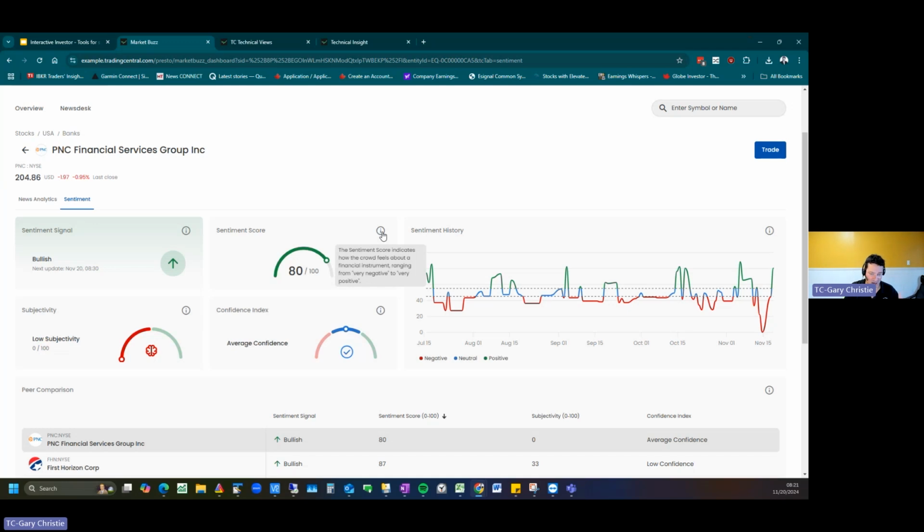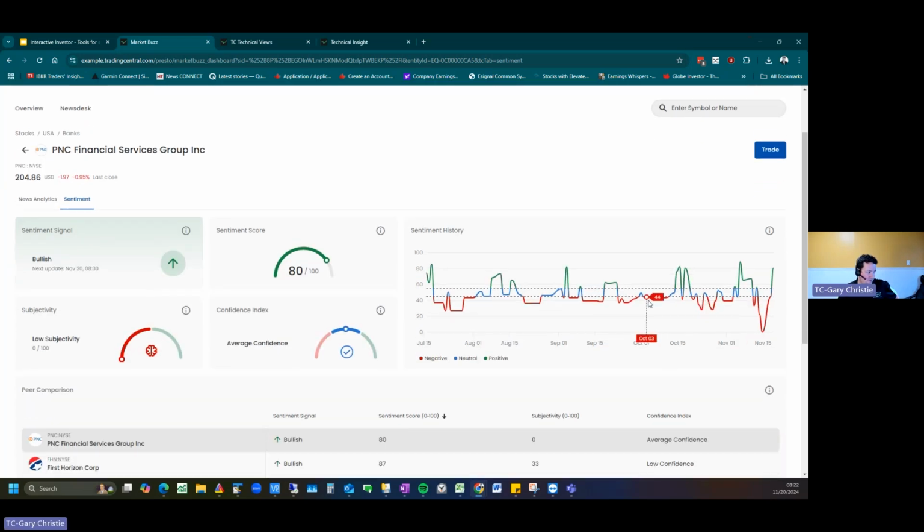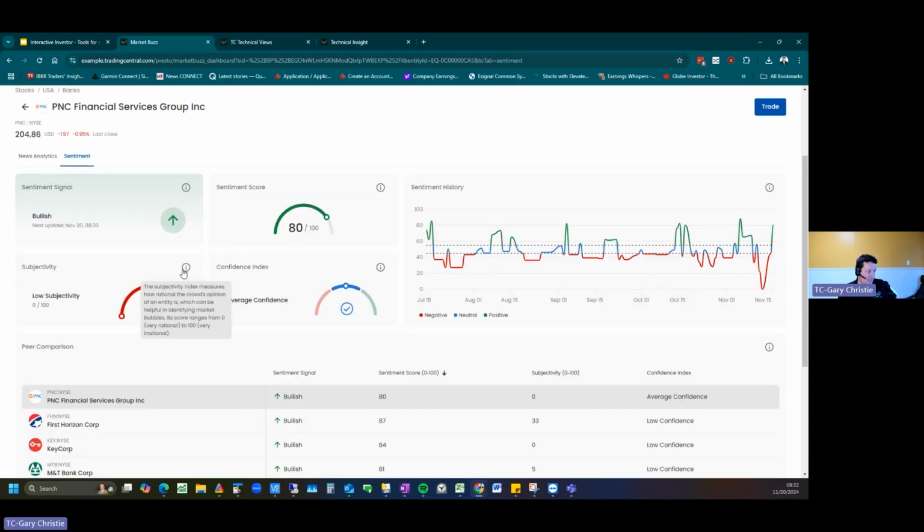And you could have two other options, right? Very negative to very positive. So right now, this is looking pretty positive on the news releases. We have the sentiment history that's above. It almost looks like an oscillator, but in the green zone. I like to see this. It's positive, right? Low subjectivity.